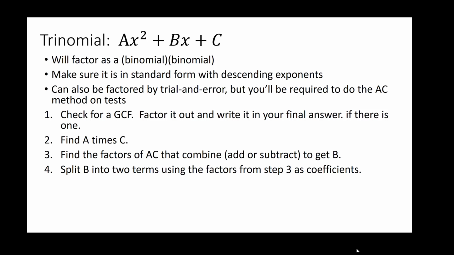Step 4, split b into two terms using the factors that you found in step 3. Step 5, factor by grouping, a method you already know. And step 6, check by foiling. Now that may seem like a lot of steps, but if you practice this a few times, you'll be able to do it with no problem at all. It's a lot simpler when you see it being done.